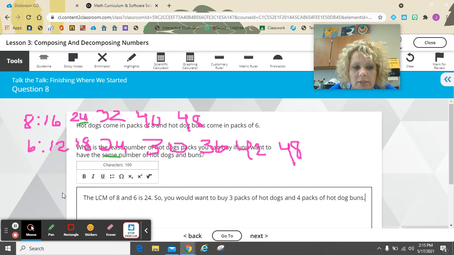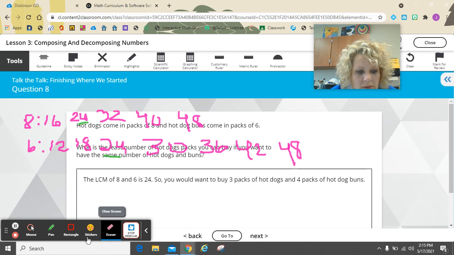All right, so you're going to do the last 3. You're going to do the same thing, just like I did. But you may not be finding common multiple. You might have to do greatest common factor. So for this one, I said that the least common multiple of 8 and 6 is 24. That was my answer. And I would know that if I had 24 hot dogs and buns, that would be 3 packs of hot dogs and 4 packs of hot dog buns.